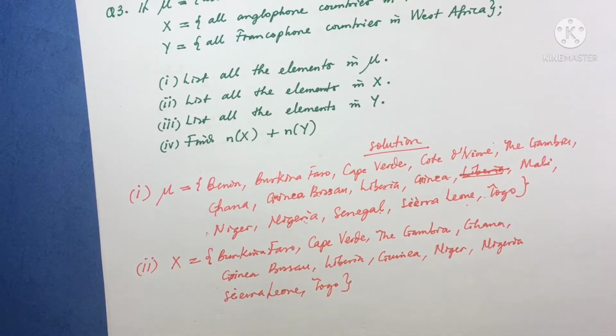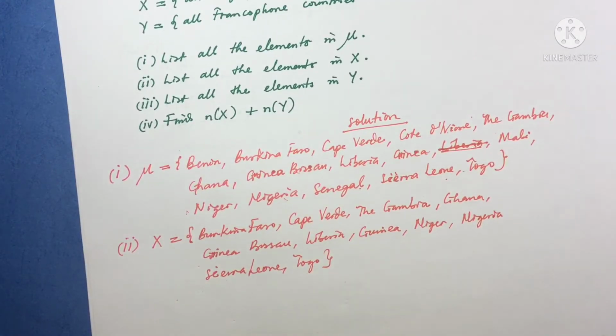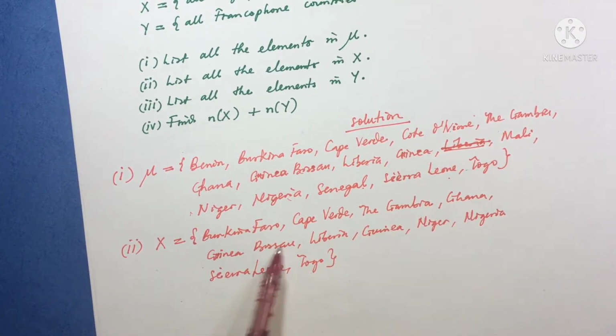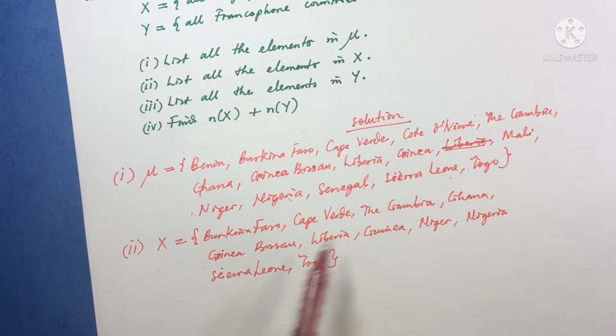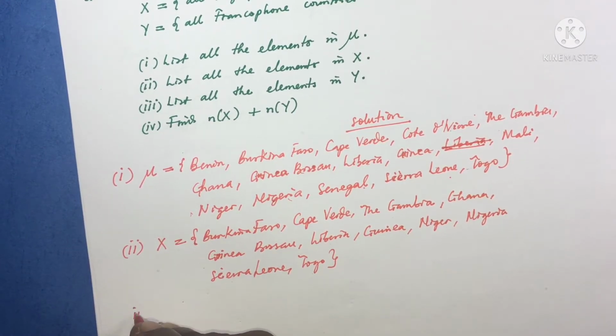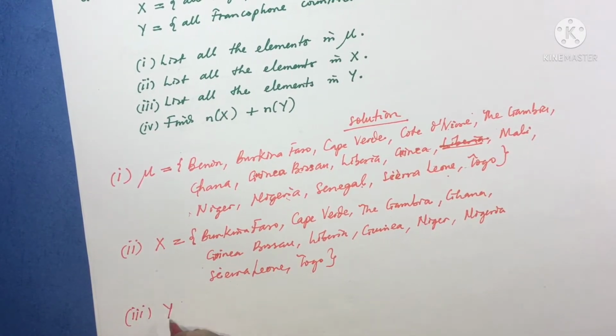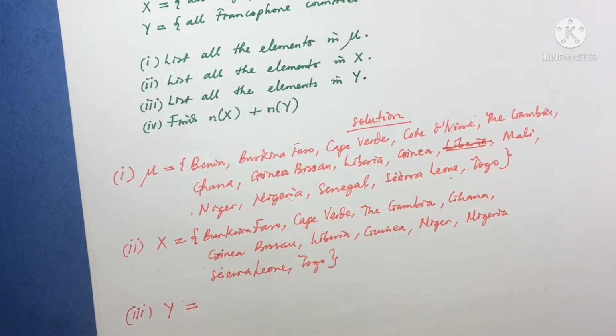Now, what I'm doing here is not exact, but take note, the essence is being able to list out the elements of X. So let's assume I'm correct, okay? So Burkina Faso, Cape Verde, the Gambia, Ghana, Guinea-Bissau, Liberia, Guinea, Niger, Nigeria, Sierra Leone, and Togo. Now, what it means is, if these are the Anglophone-speaking countries, then the Francophone-speaking countries will make the set Y.